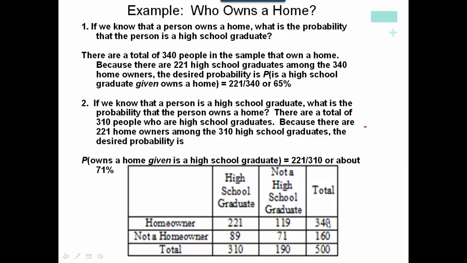If we know a person is a high school graduate, what is the probability the person owns a home? There are a total of 310 people who are high school graduates. That's right here. And because there are 221 homeowners among the 310 high school graduates, the probability would be 221 out of 310, 0.71 or 71%. So the 221 and 310.